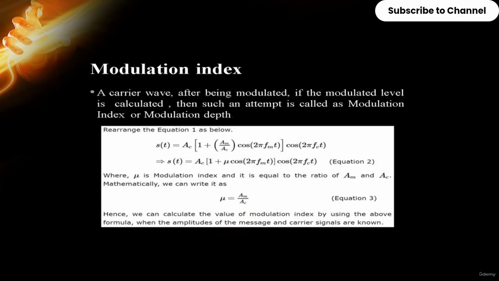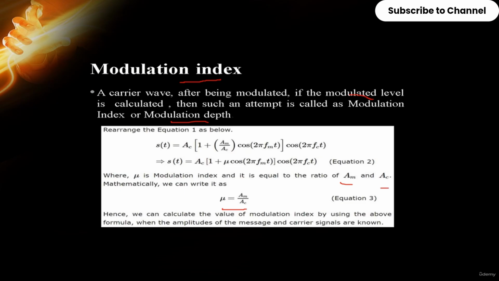And then a modulation index is used. So what is a modulation index? The modulation index is used to calculate the level of modulation, the modulation level or modulation depth, how much it is getting modulated. It is given by mu, which is denoted as the ratio of Am and Ac.